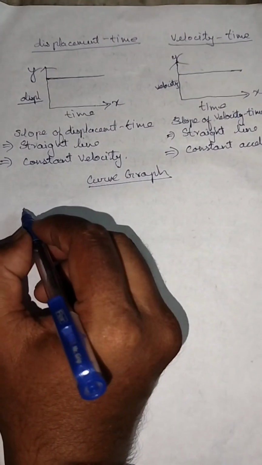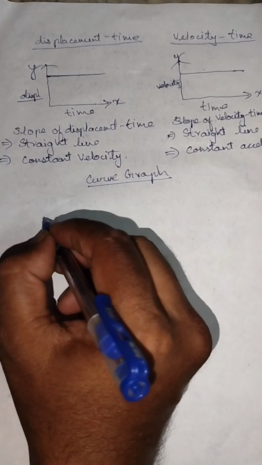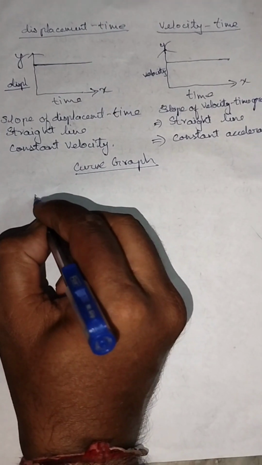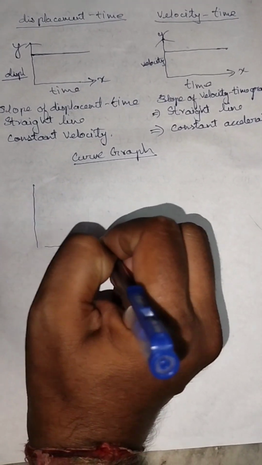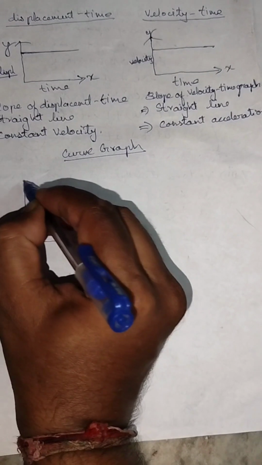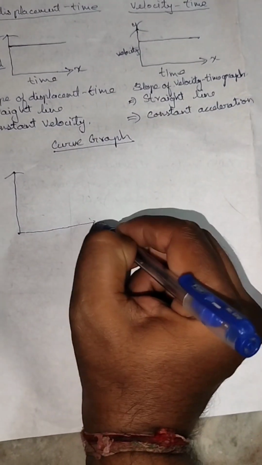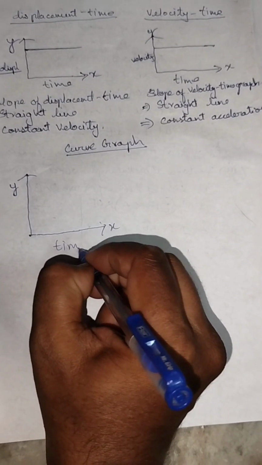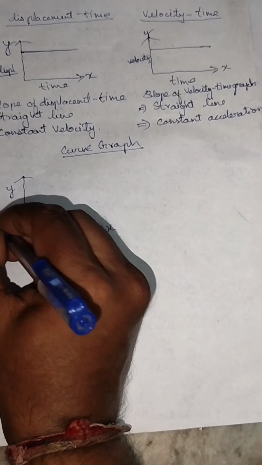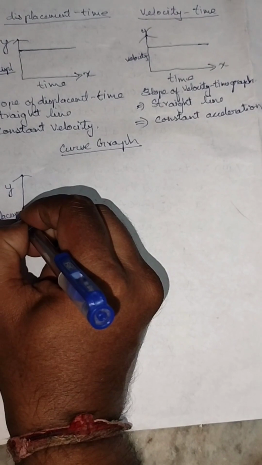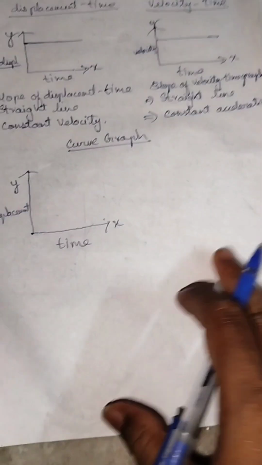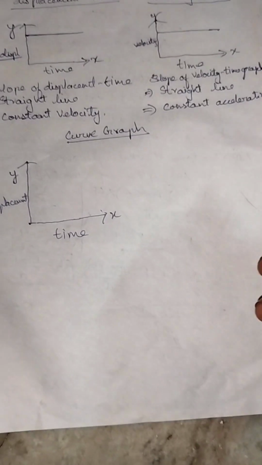In this curve graph, we are going to talk about the displacement time graph. The same thing you have to consider, but in a different style. Here also we have the x-axis with respect to the y-axis. The x-axis is always the time component and the y-axis is always the displacement component. If you want further detail, you can see the previous video.